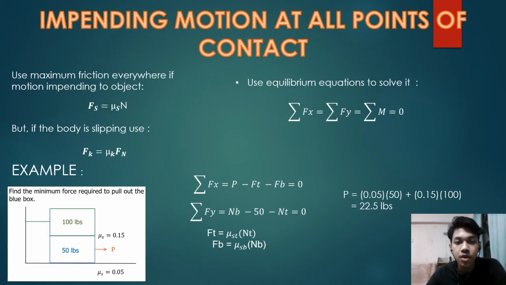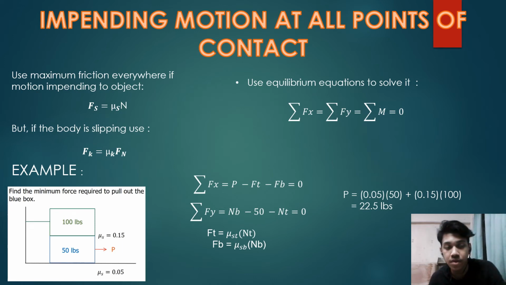Next, we are going to talk about impending motion at all points of contact. For this case, we must assume that the maximum friction exists everywhere if motion is impending on the object. Then the formula is the static friction force equal to the coefficient of static friction times the normal force. But if the body is slipping, use Fk equal to the coefficient of kinetic friction times Fn, which is the normal force.